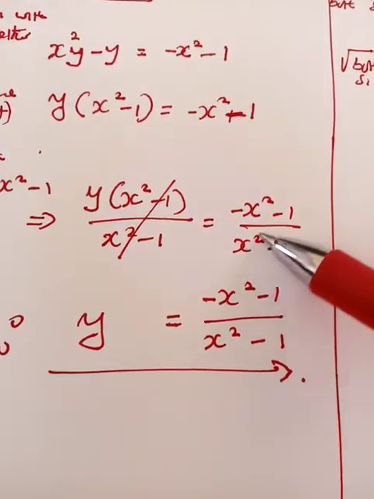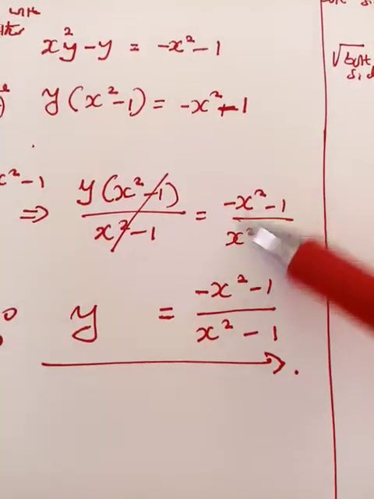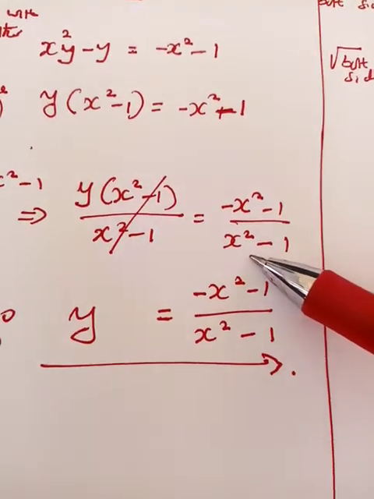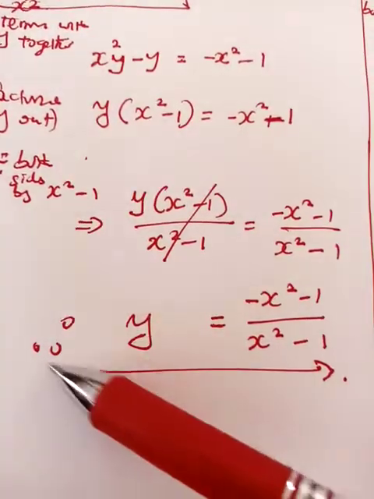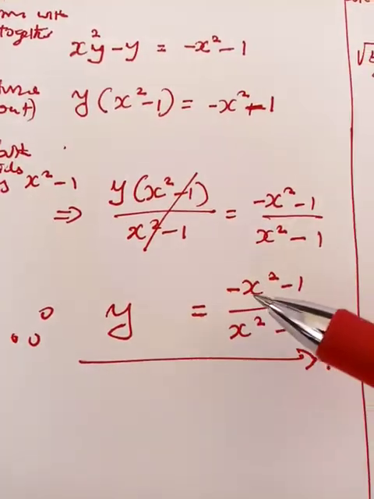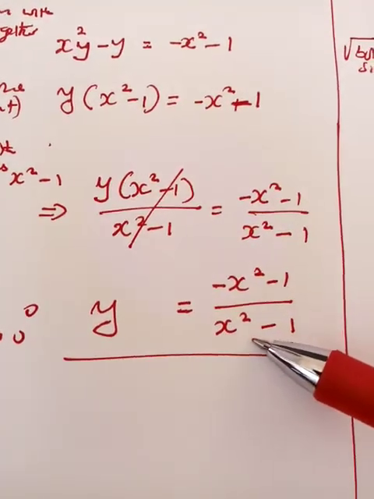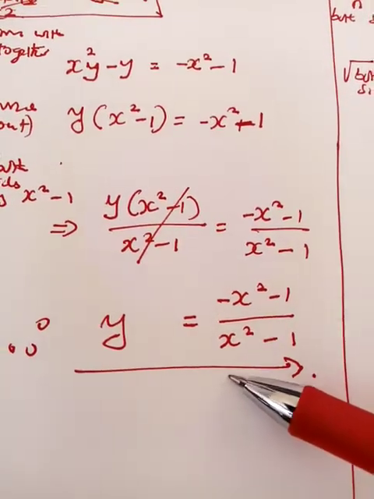No, you should never attempt to cancel this x squared with this x squared, because they are not the same, right? These are not the same at all. Right, so finally we write our answer as shown here. Therefore, our y is equal to negative x squared minus 1 over x squared minus 1, and that gives us our final answer.